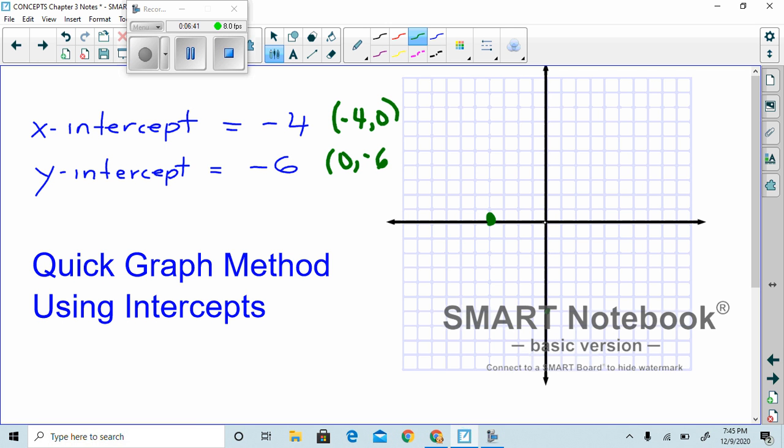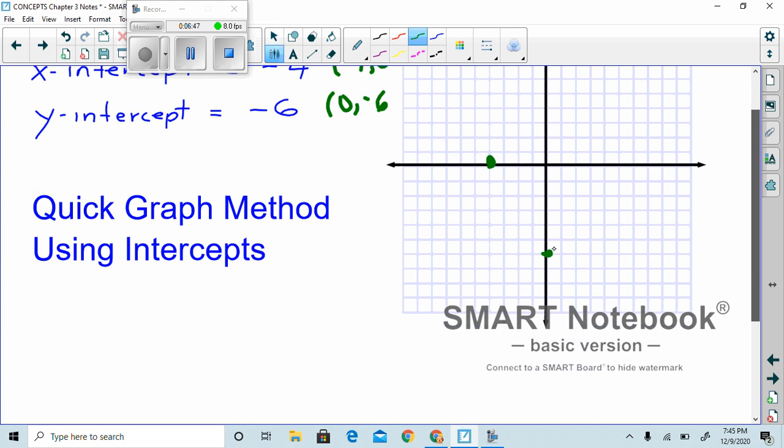A point on the y-axis has an x value of 0. So I'll go 0, 1, 2, 3, 4, 5, 6. Let's move that up a little so we can see it. I have 2 points. I have a graph. Quick graph method. If you're given the intercepts, it's just that easy.